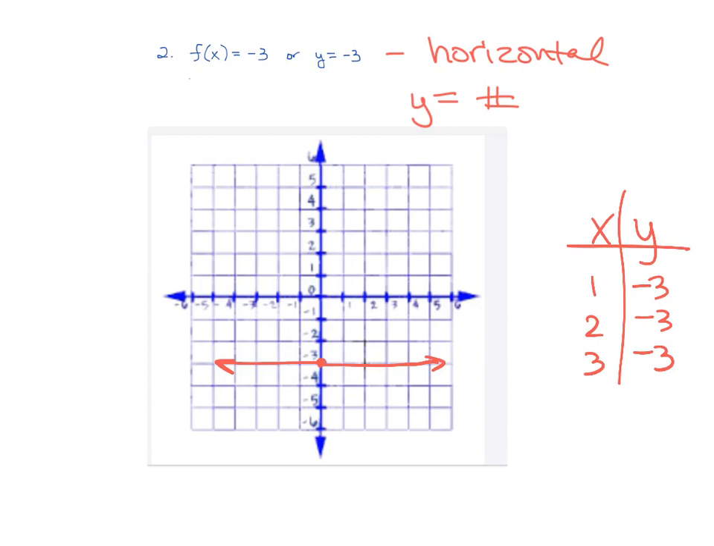So again, when it's y equals a number, the graph is going to be a horizontal line. We're also going to talk, towards the end of this, about the slope of a horizontal line. The slope of a horizontal line is always 0. But we'll do that coming up. But again, remember, when it's y equals a number, the graph of the line is always horizontal.